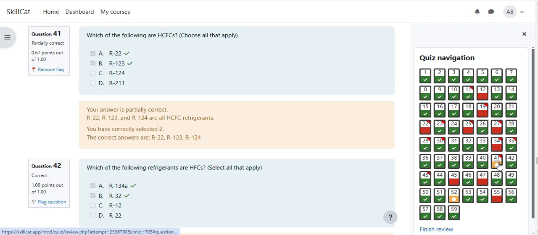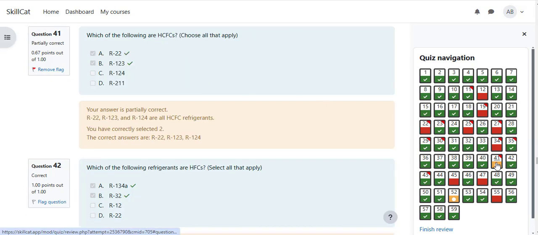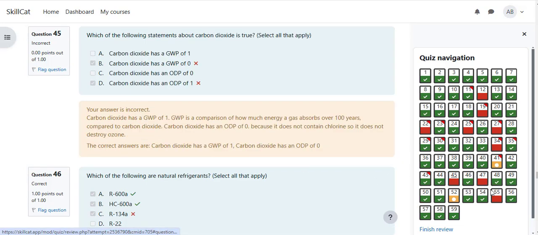And what is this? I mark it here because it's partially correct. This, which of the following are HCFC? It's R22 and R123 and R124 also. Okay. 45. Which of the following statements about carbon dioxide is true? Carbon dioxide has a GWP of 1. Okay, GWP of 1 and ODP of 0. I made it opposite. Okay, which of the following HCFC? This is partially correct also. And one, yeah, I answered this one.